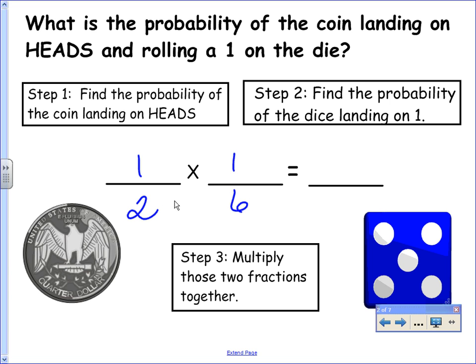Find the probability of the dice landing on a 1. When I roll this dice, I want to know the probability that it's going to land on a 1. There's only one 1 on this number cube, and there are 6 sides. So we've got 1/2 and 1/6. In order to find the probability of both of those things happening, all we do is multiply. 1 times 1 is 1. 2 times 6 is 12. So there's a 1/12 chance that we're going to get both of those outcomes.